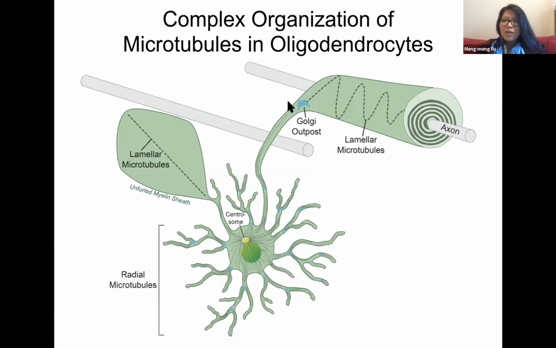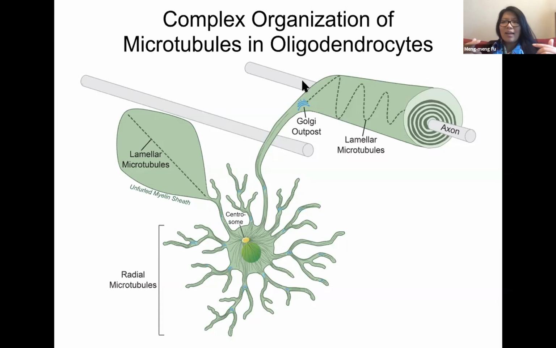Golgi outposts are located along the ramified structures or the branches of oligodendrocytes. And they're also found along the microtubules that are inside the myelin sheath. So if you think of an oligodendrocyte like a little tree, it's making many branches, a big arbor of microtubule-laden branches. And at the ends of those branches, instead of bearing fruit, they're making these long myelin sheath structures that are very much like a long paper towel roll or a bolt of fabric.